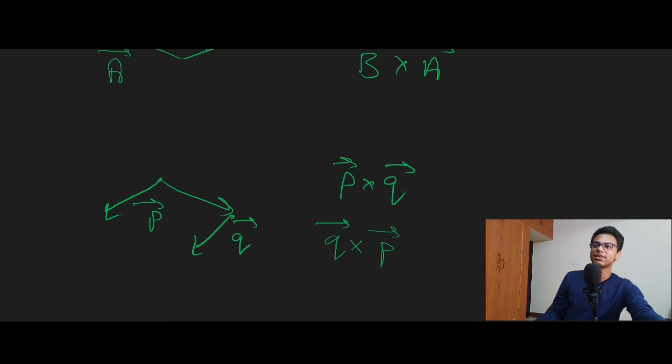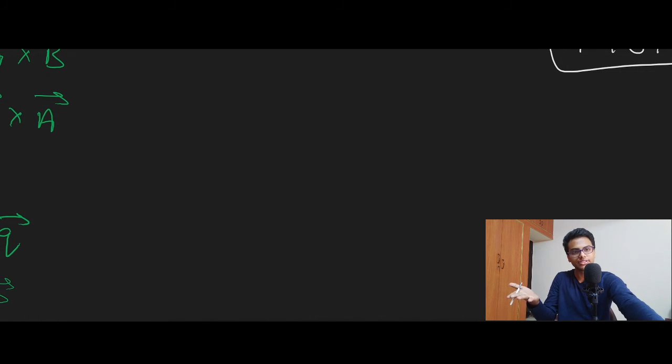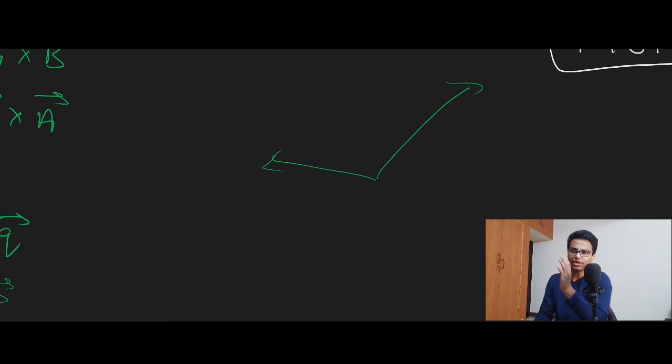Now you would have realized that in all of these cases, the resultant vector that we are getting through vector product is always perpendicular to the plane of the vectors, right? Take any two vectors in this world. If the plane is this, and it's going inside, however you want to assume it, so you guys understand it, right?